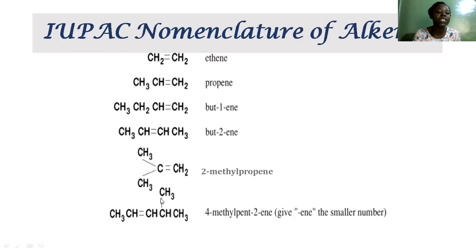Then the substituent, which is this methyl group, is now on what carbon? 1, 2. Remember, we agreed that this is the proper numbering because of the smallest number on the double bond. So 1, 2, 3, 4. So you name the substituent first: 4-methyl pent. Remember, the parent name is pent-2-ene because the double bond is on carbon 2. So the name is 4-methylpent-2-ene. Look, I said give ENE, that is the double bond, the smallest number.